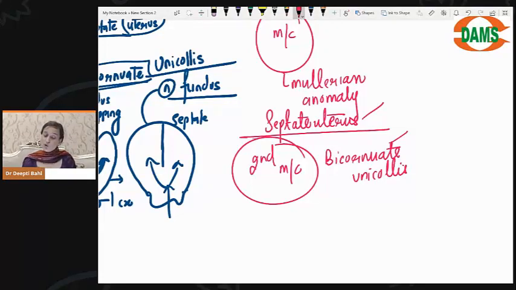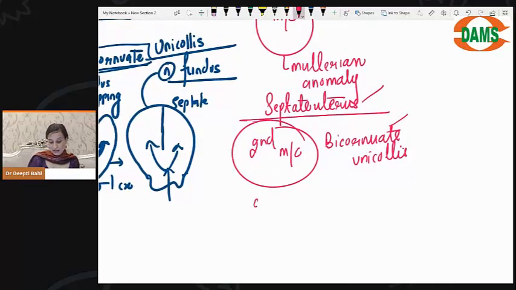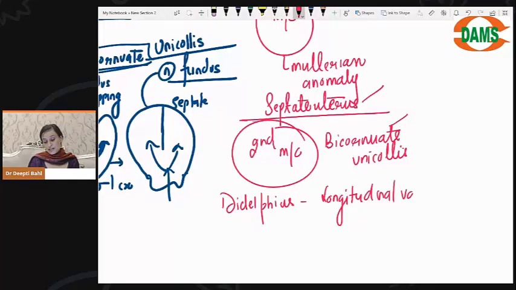So, if there are two vagina, you still call it didelphys. It's an additional finding in didelphys and is often asked as a question. Which anomaly of the Mullerian ducts is associated with a longitudinal vaginal septum? The answer is didelphys. It's a common finding, but it is not a requirement.